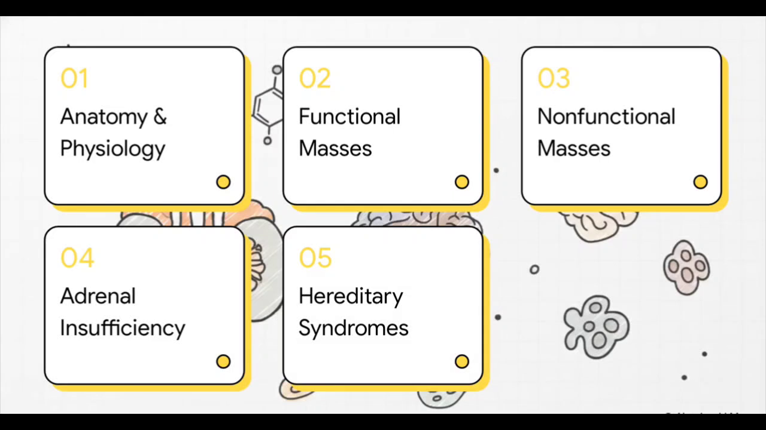Okay, let's dive into this. Here's our cognitive roadmap. First, anatomy and normal physiology. Second, functional adrenal masses. Third, non-functional masses and carcinoma. Fourth, acute adrenal insufficiency. And finally, hereditary endocrine syndromes.